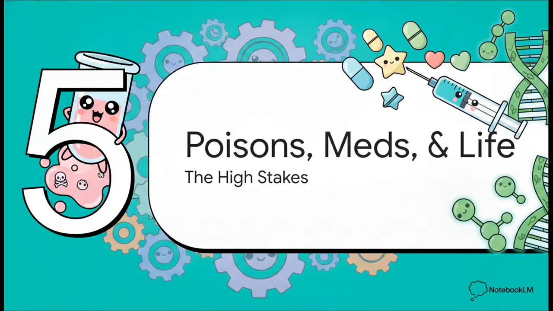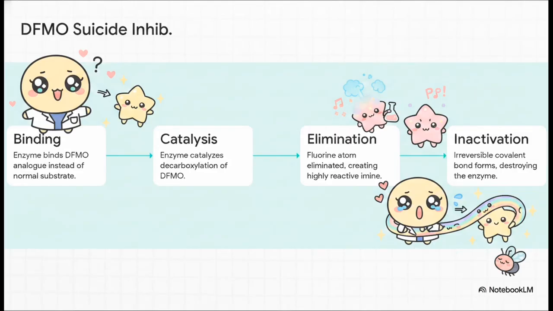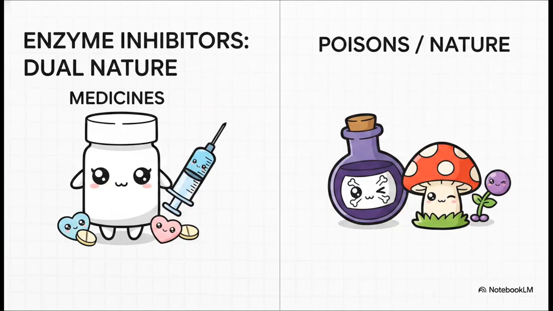And finally, Part 5, poisons, medicines, and life, the high stakes of inhibition. This brings us to a frankly brilliant concept known as suicide inhibition, and it's perfectly demonstrated by the drug DFMO. It's essentially a molecular trap. The enzyme gets completely tricked into binding the drug instead of its normal target. But then, the enzyme actually catalyzes its own doom. It triggers a reaction that eliminates a fluorine atom, creating a highly reactive molecule that immediately forms an irreversible covalent bond. The enzyme literally destroys itself. And this exact dramatic mechanism is how DFMO so successfully treats African sleeping sickness. The stakes here, they couldn't possibly be higher.